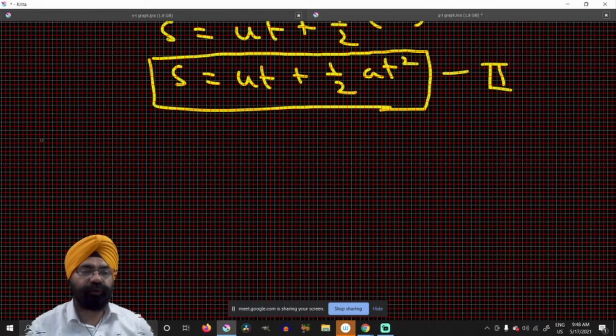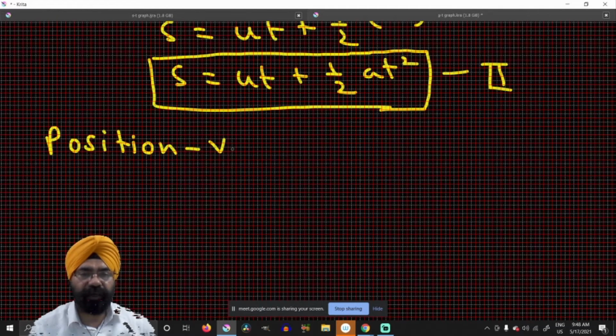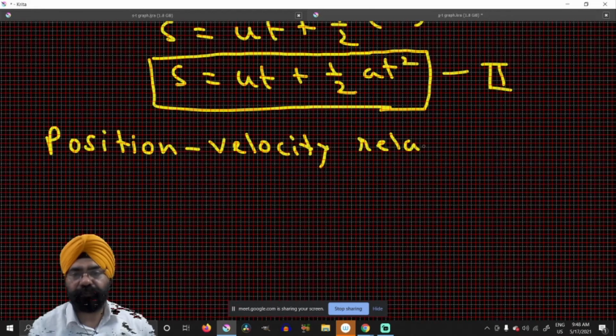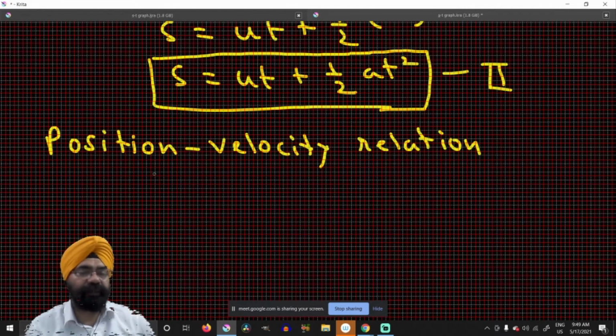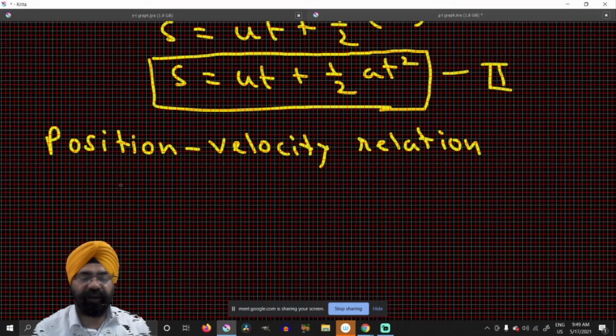So we go to the third equation, and the name of the third equation is? Position velocity relation. And what is it? 2aS is equal to V square minus U square. Okay, so we again use the same funda, because we have position, which means we are interested in S.